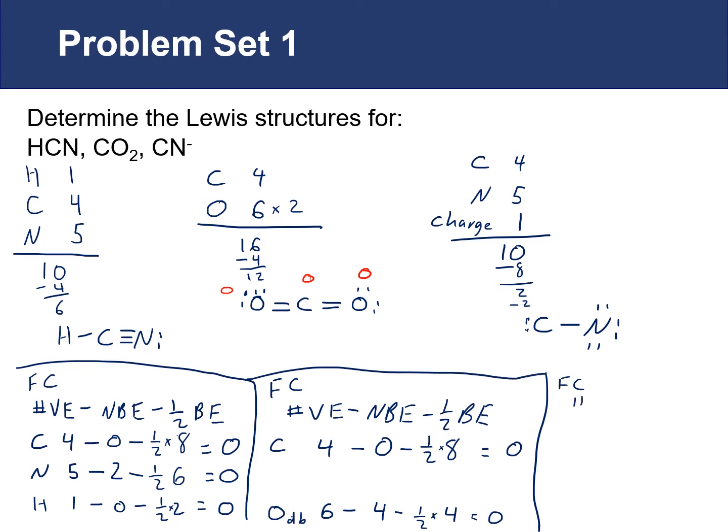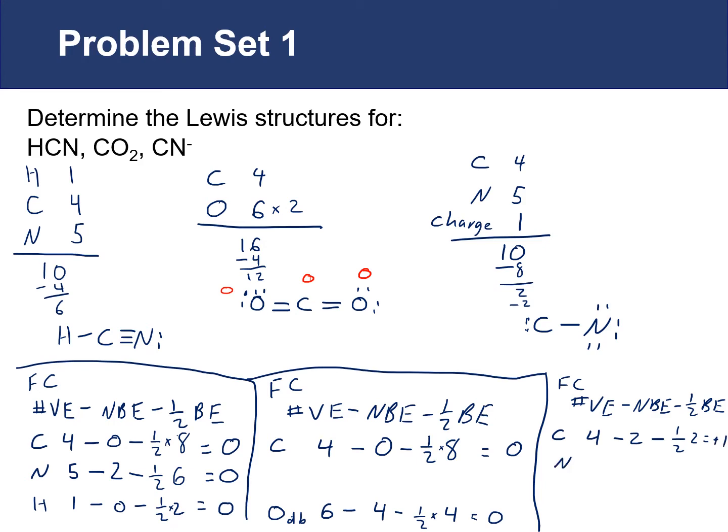Which is number of valence electrons minus non-bonding electrons minus 1/2 of our bonding electrons. For carbon, there are 4 valence electrons. We have 2 non-bonding electrons, minus 1/2. Currently we have 1 bond, so that's 2 electrons, which will give us a 4 minus 2 is 2 minus 1/2 of 2 gives us a plus 1 formal charge.